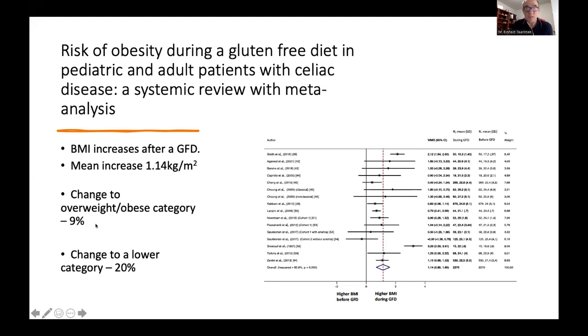And when you look at it a bit more closely, it's interesting that about 9% had significant weight increase, and their category changed from a normal weight to one of being overweight or obese. So this was very relevant to about 10% of people, and there were 20% of people that lost significant enough weight that they actually lowered a BMI category, according to what I had just shown. So the data tells us that both of these things can happen. People can gain weight during a gluten-free diet. They can also lose weight during a gluten-free diet.